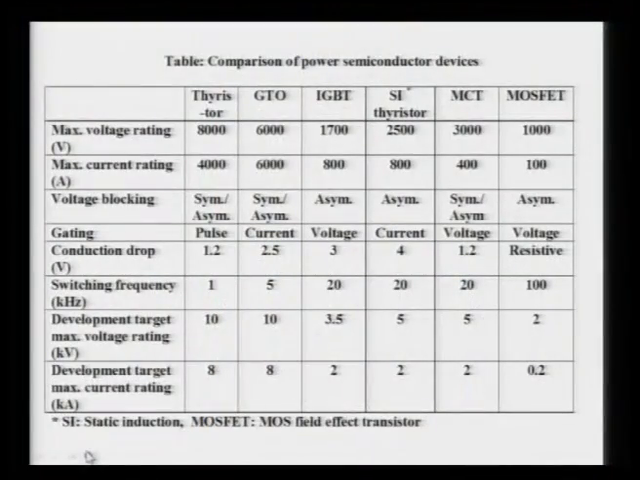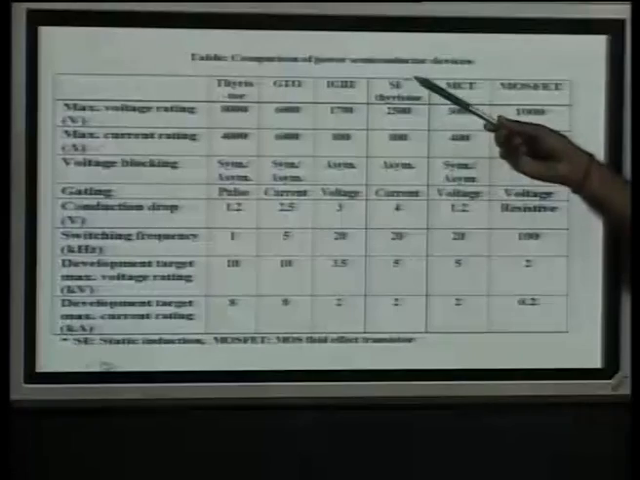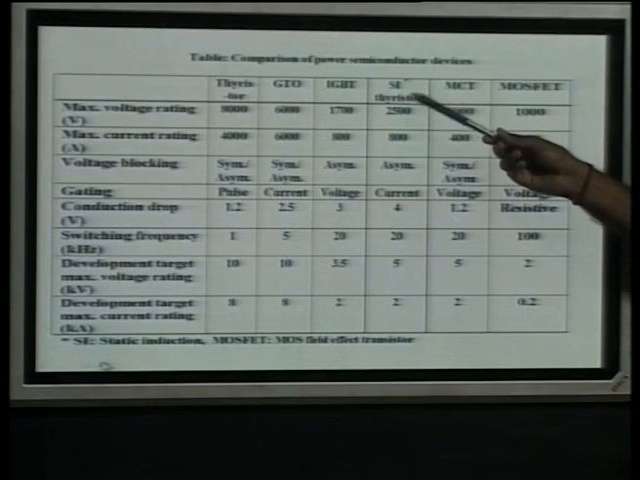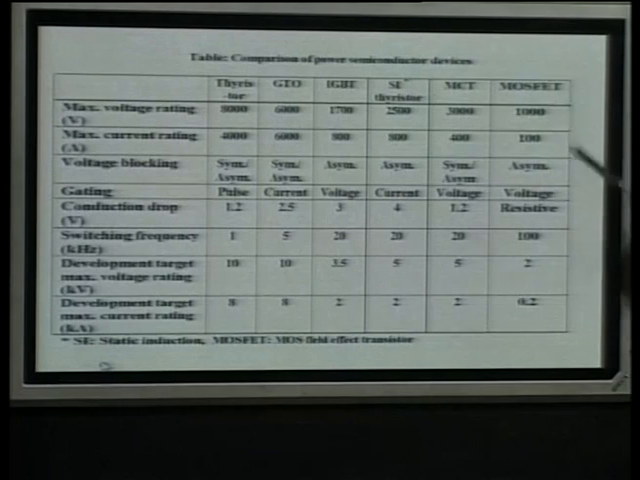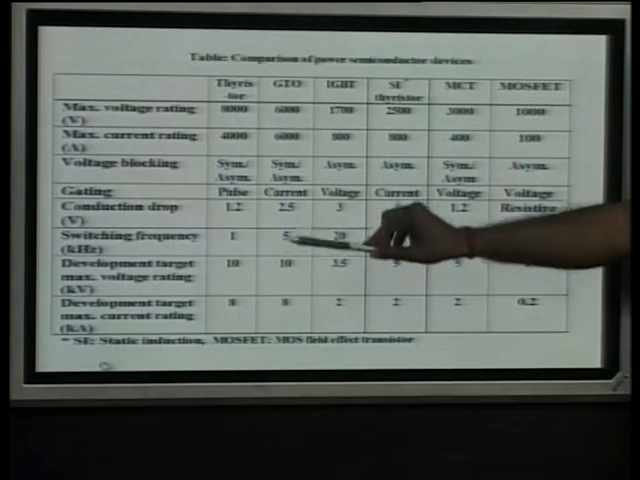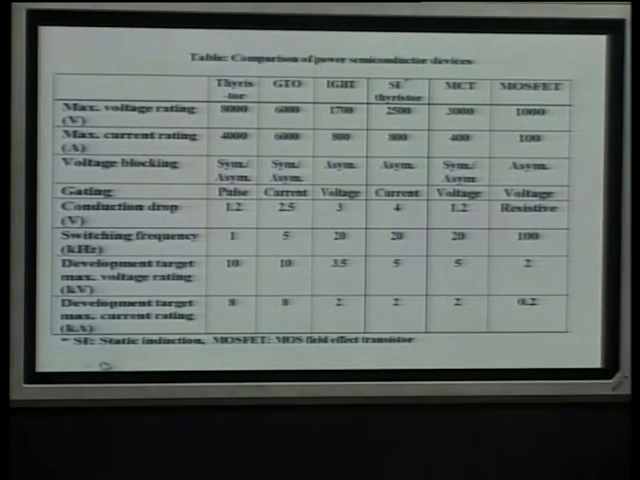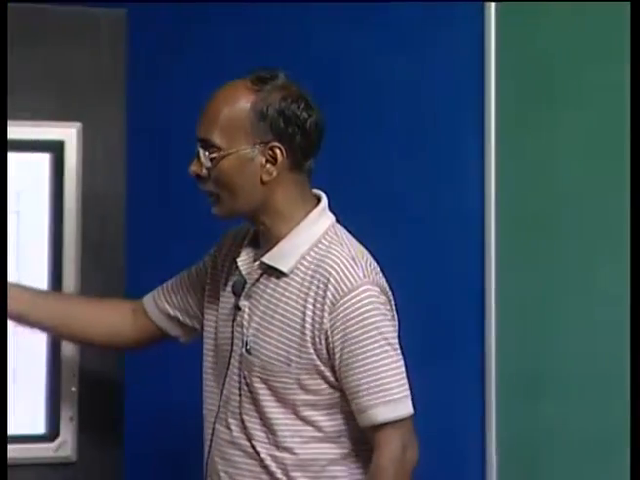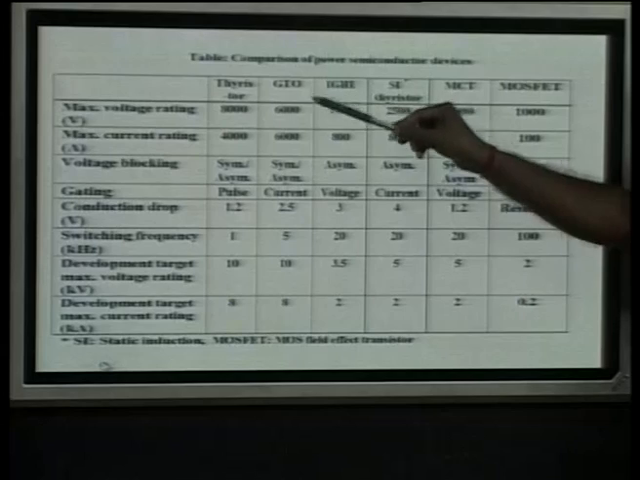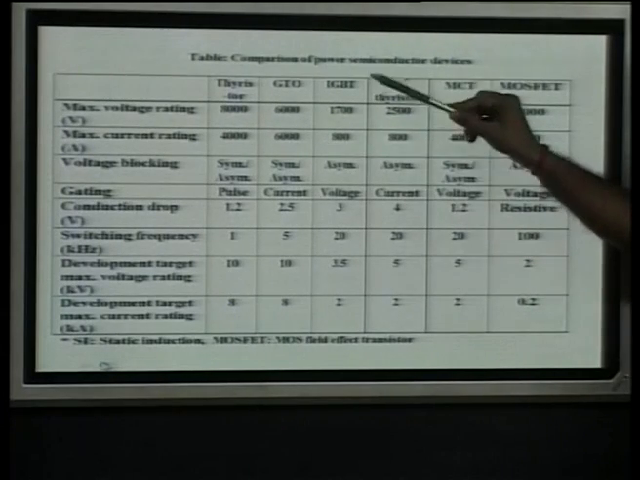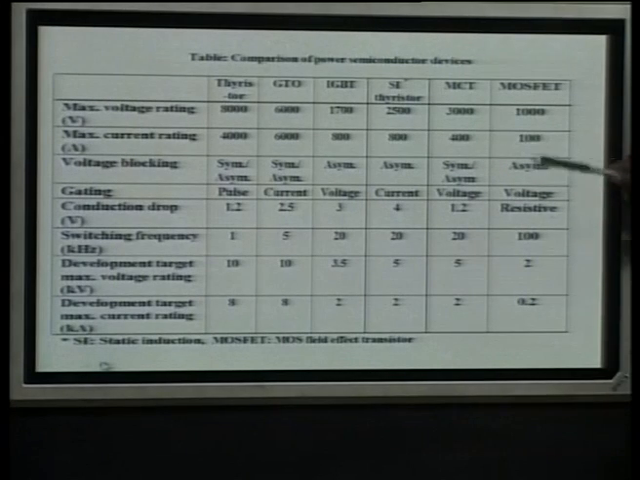Now, consider a single thyristor or GTO. This table shows the various switching devices, that is, power electronics semiconductor devices, including thyristors, GTOs, IGBTs, SI thyristors, normally known as static induction thyristors, MCTs, and MOSFETs. Although this table is not the latest, you can see the maximum voltage rating available for a single thyristor unit is 8 kV, and it can handle almost 4 kA of current. Similarly, GTOs have a lower voltage rating but a higher current rating. IGBTs are lower still, and the others have even lower voltage and current ratings.